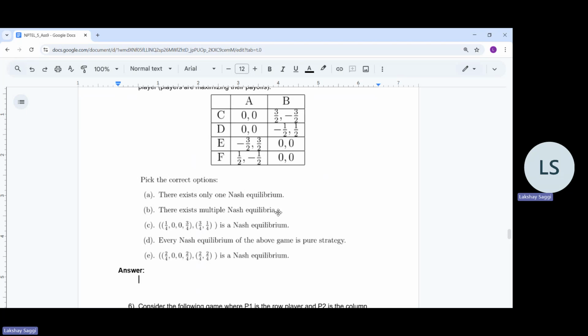But maybe we can just think about the pure strategy Nash equilibria first. Let's just ignore the mixed strategy Nash equilibria for now and see what the pure strategy Nash equilibria are for this. Does there exist any? So let's consider this 0, 0 strategy set. Let's see if the row player has any incentive to switch. You can see that the row player has an incentive to switch from C to F. So this is not a Nash equilibria.